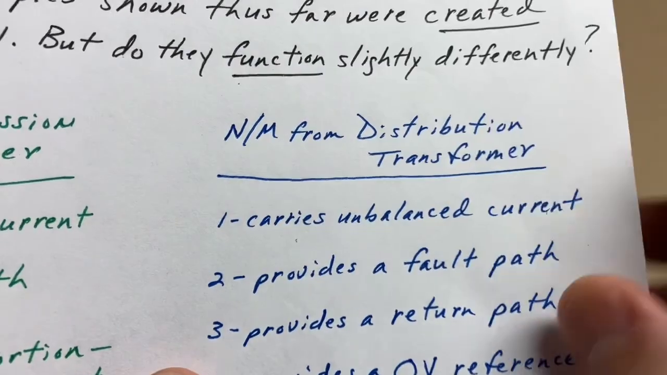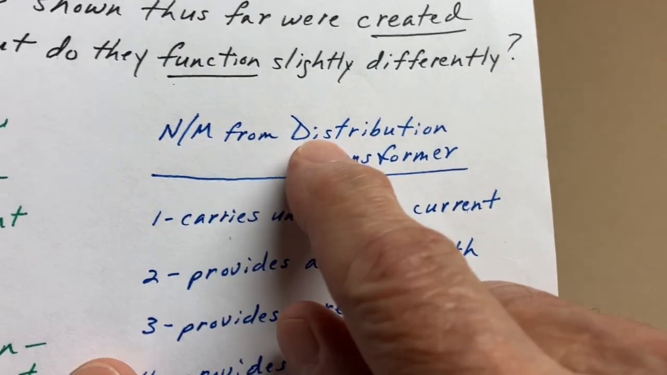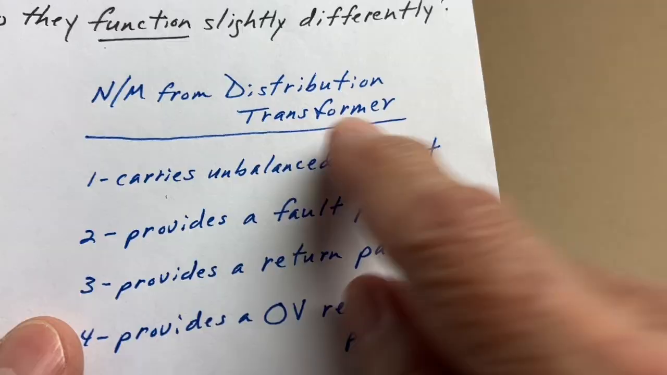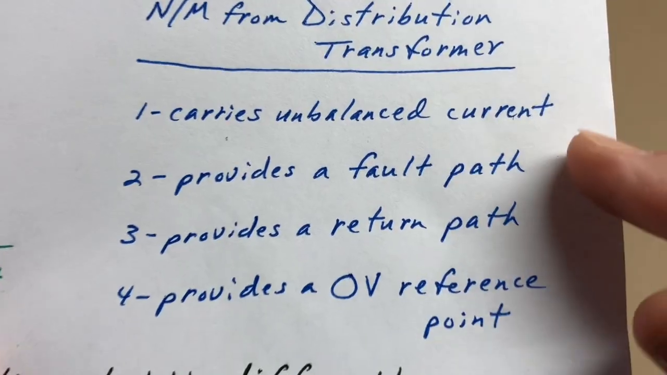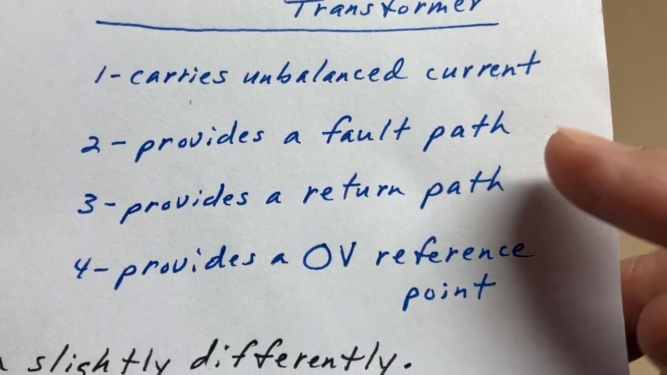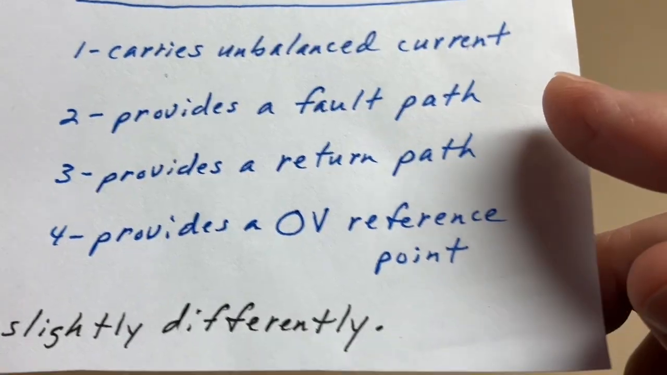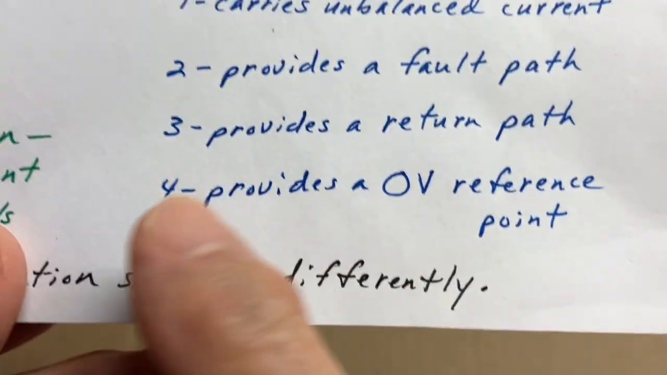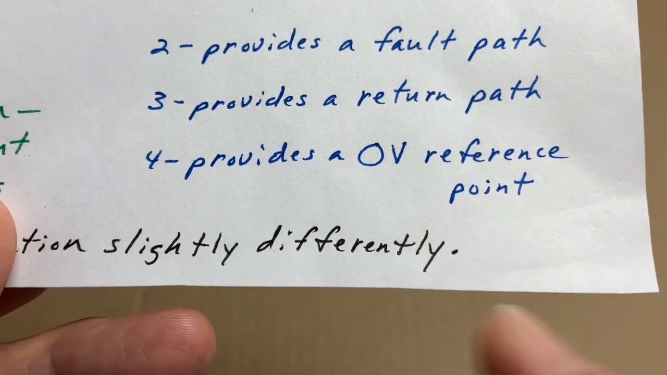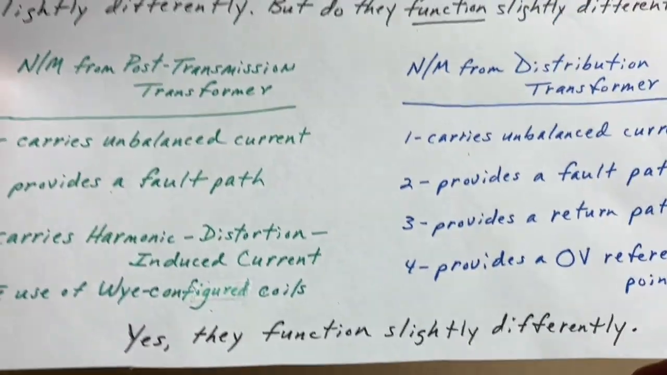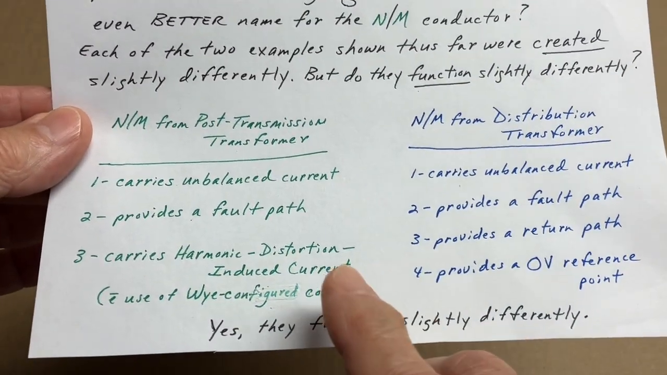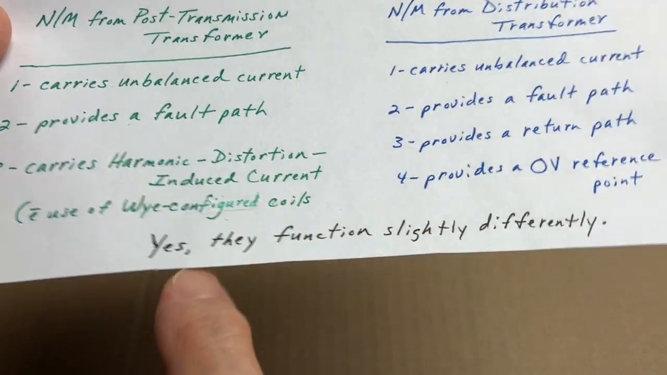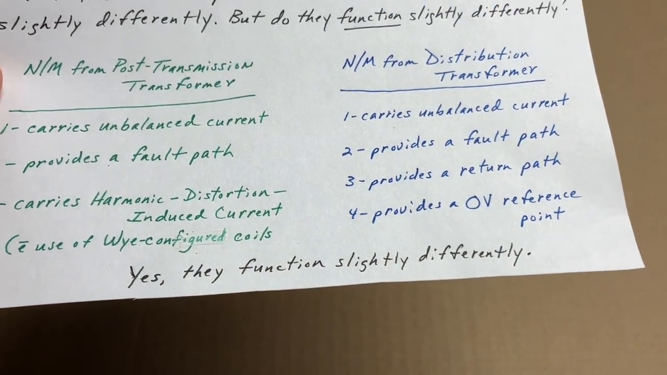Now, what about that neutral median from the distribution transformer, the one that you're normally familiar with? Well, that carries unbalanced current. It provides a fault path. It provides a return path for the current, and it provides a 0-volt reference point. So you see these two medians or neutrals, whatever you want to call them, they function slightly differently. Just slightly differently.